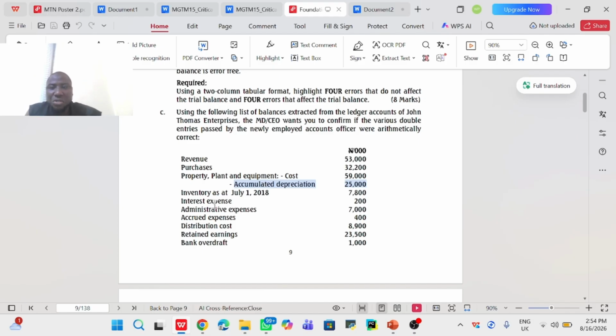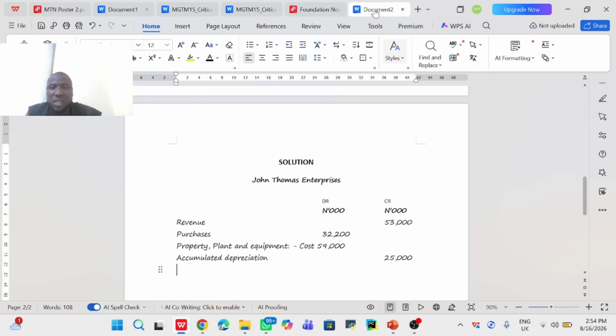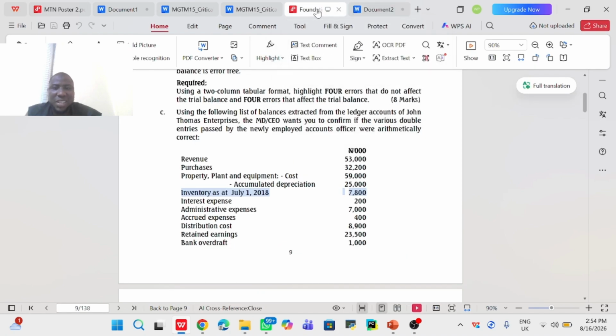Now we have inventory. Inventory is a current asset, and all assets must be on the debit side. This question is very simple, and it is 10 full marks. Foundation students, ICAN, November 2019.